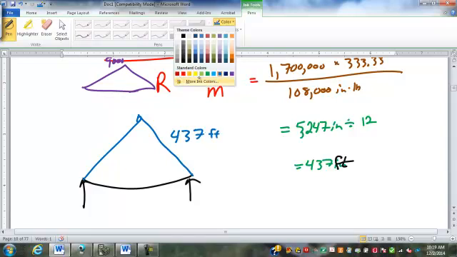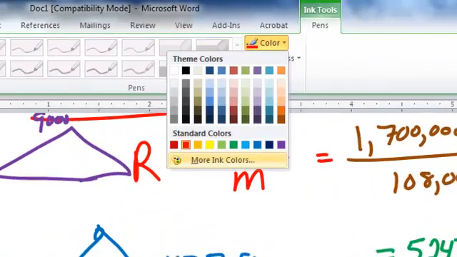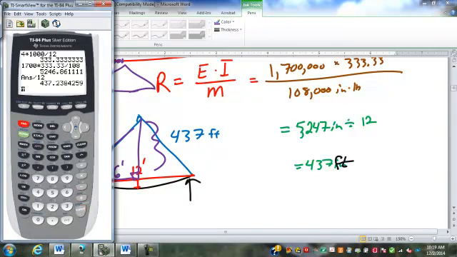Now, if we assume that this distance across here stays roughly the 12 feet that we had, we can use that to find the deflection here. It's actually not nearly as tough as it looks. We can drop this here. This would be 6 feet, half of the 12. This is 437 feet. This distance is going to be the square root of 437 squared minus 6 squared, so 436.9588, whatever.